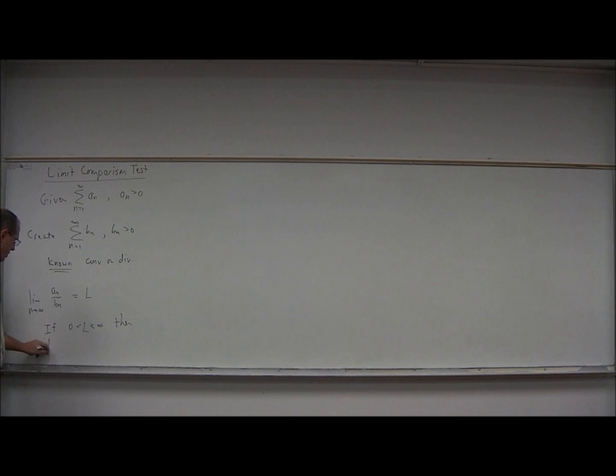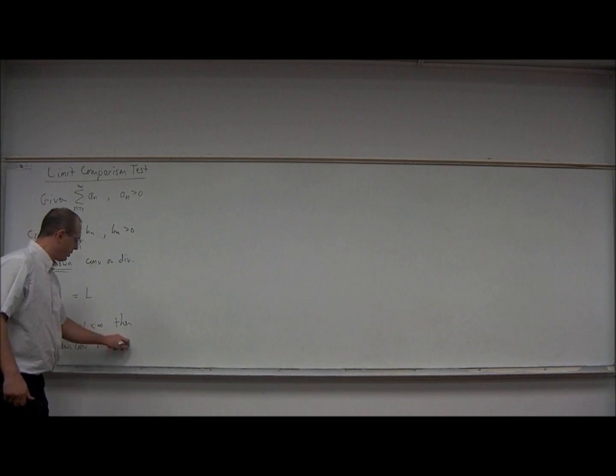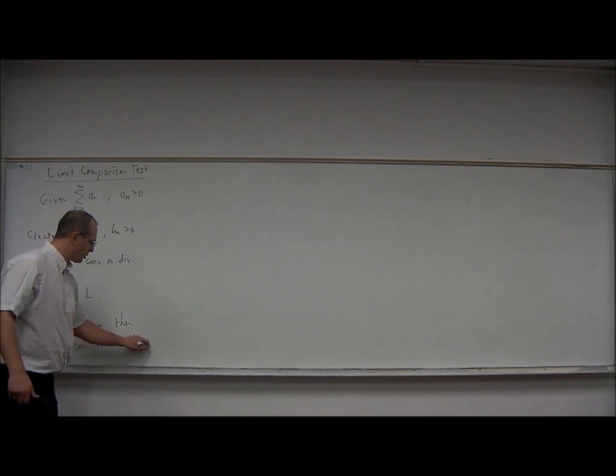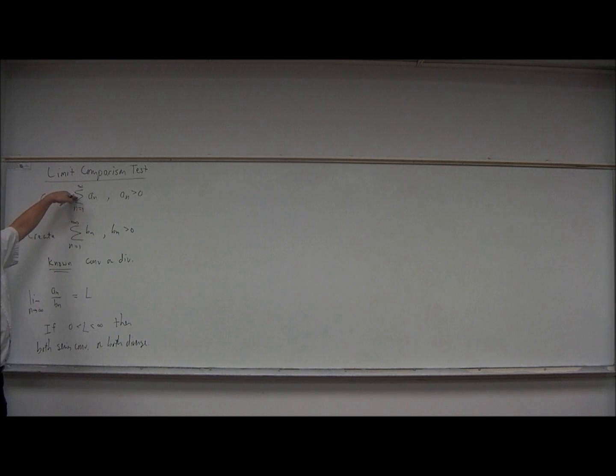Then both series converge or both diverge. So the summation of the an's will do whatever the summation of the bn's do. So it's important that we know what the summation of the bn's do.